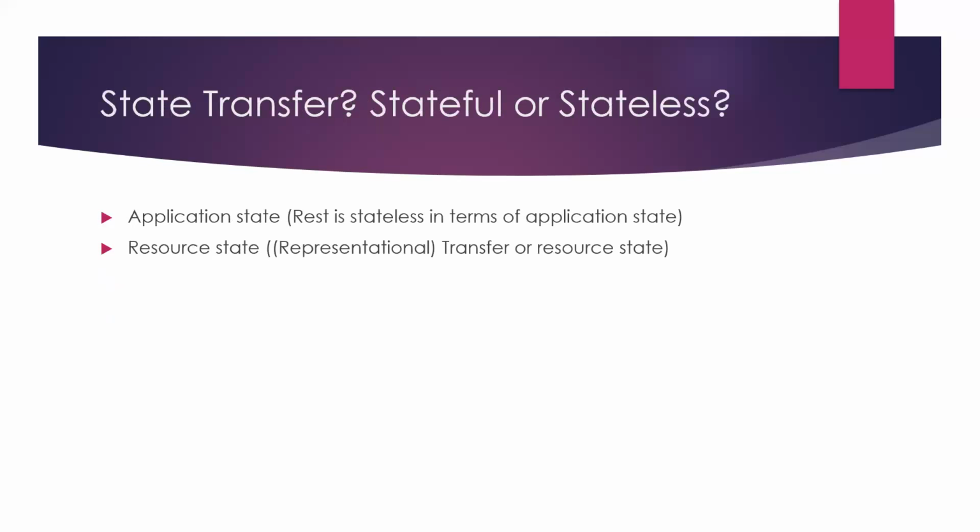Application state is nothing but the state of your application. For example, if I do a GET request or a POST request to the server, the server may not remember what the previous request was. And a resource state is the state of your resource, which you are exposing through a URI. That is what a resource state is.